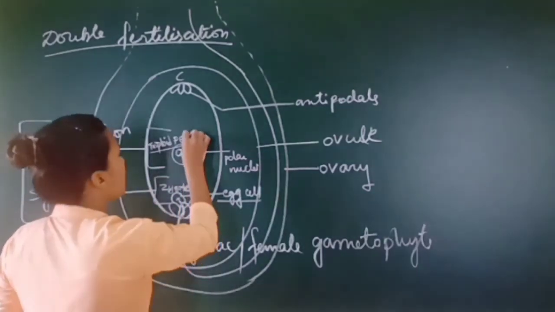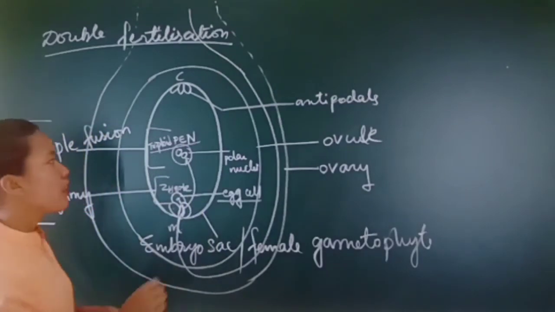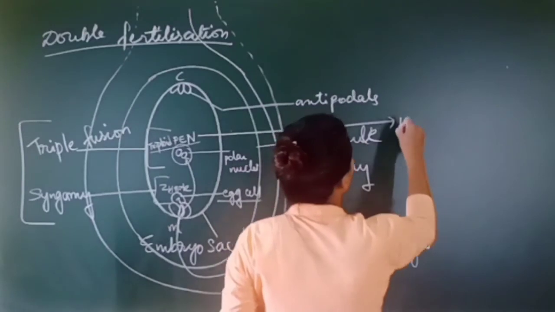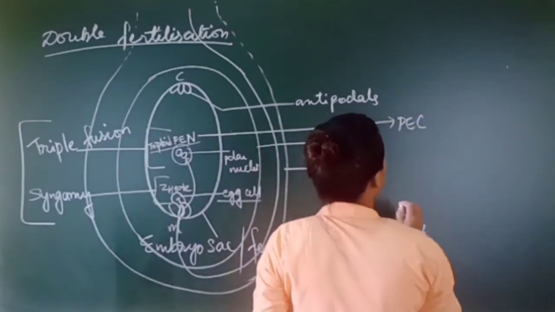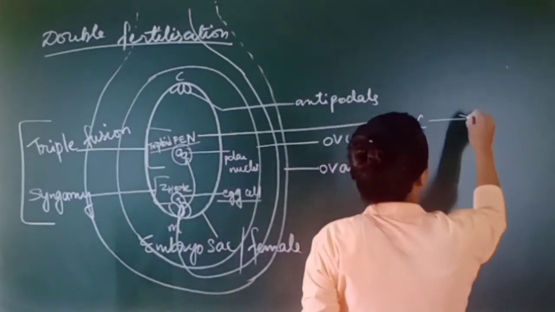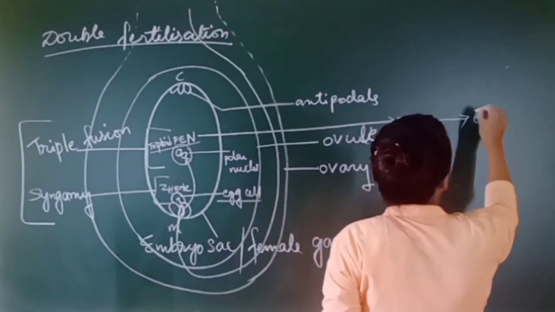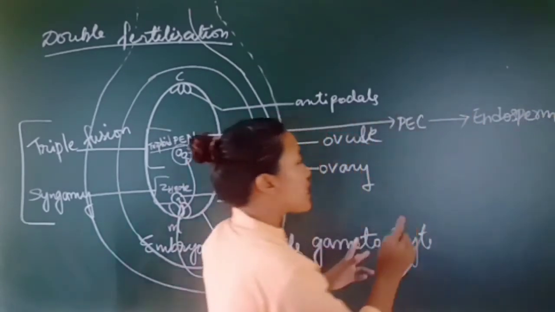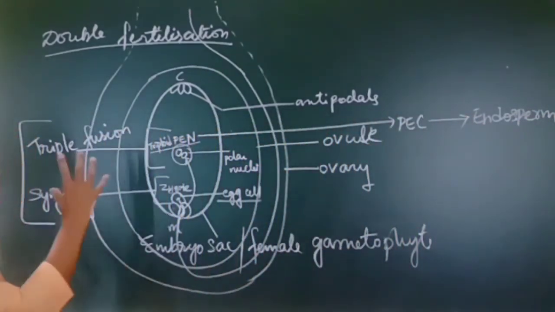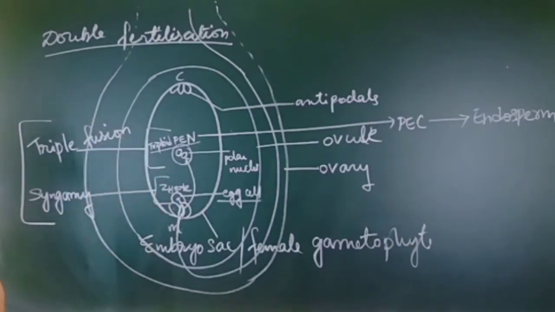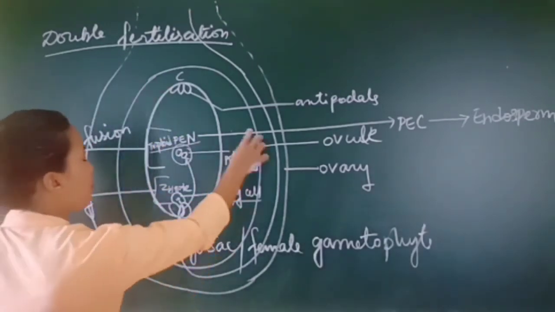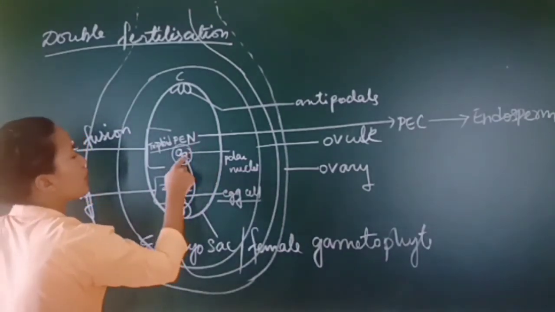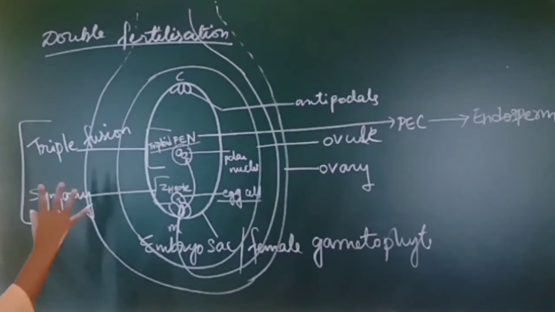Now this primary endosperm nucleus is going to develop into the primary endosperm cell, and later, in the next stage, it will become the endosperm. This is the basic step that will take place after fertilization. So double fertilization means the pollen tube carrying two male gametes, fusing with the egg cell and fusing with the polar nuclei.